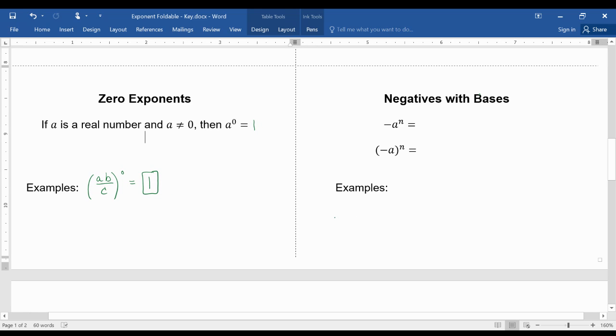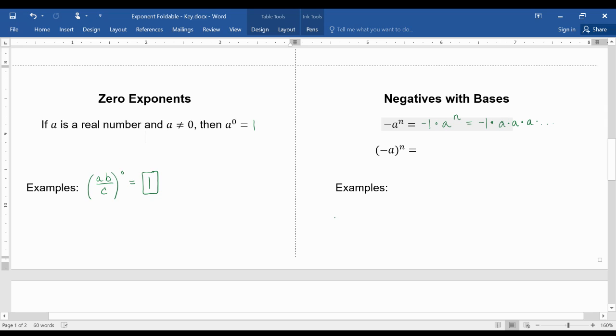And because we had an extra box here, because there were 7 properties, we included one here on negatives with bases. So negative a to the n is negative 1 times a to the n, which is negative 1 times a times a times a, and just keeps going. You will notice that the base is a without a negative. The negative is here.